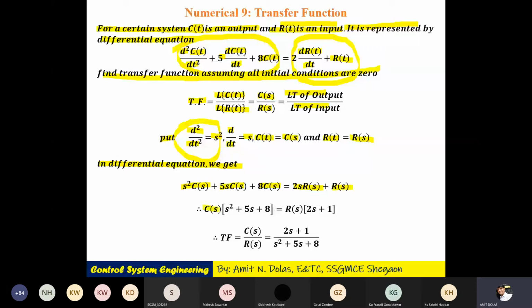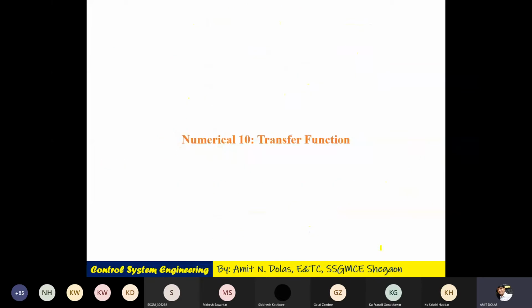Taking C of s common, in the bracket we get s square plus 5s plus 8. On the right hand side, R of s common, in the bracket we have 2s plus 1. So the transfer function is output C of s upon input R of s equal to (2s plus 1) divided by (s square plus 5s plus 8). Very simple. And this kind of problem comes for 5 to 6 marks only, where there is no circuit. You just have to convert it into the Laplace domain and obtain the transfer function.